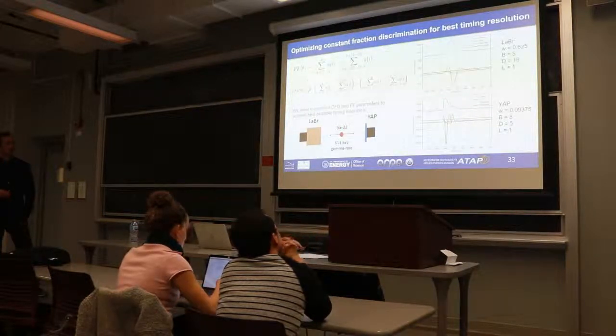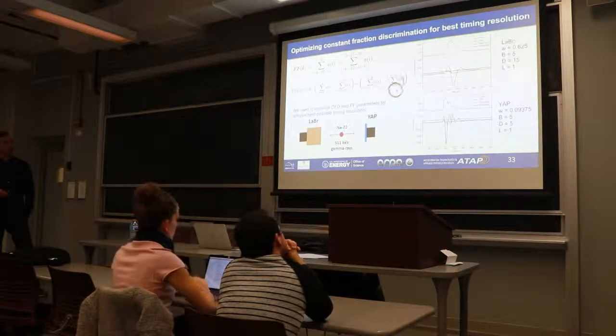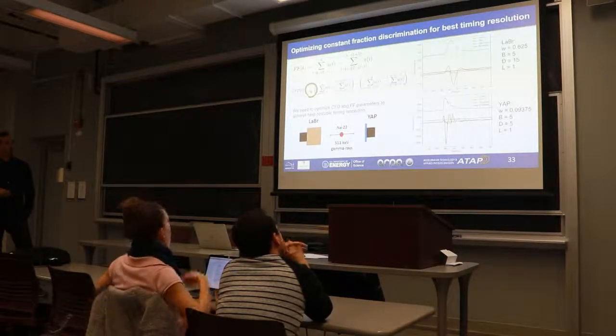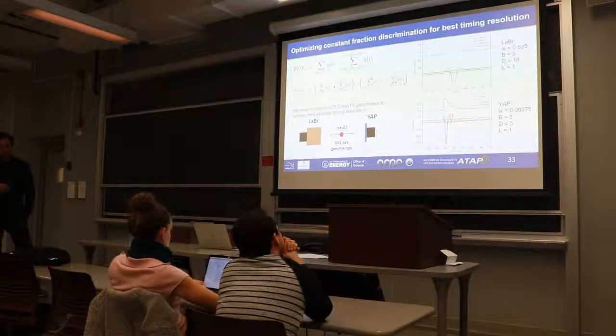And for the quantum fraction, they're taking this signal, which is this one here, and they take the same signal, which is just like this one delayed by another constant, B, and they're subtracting them, and they're weighing one with a constant omega. So it's similar to constant fraction, but not exactly the same.